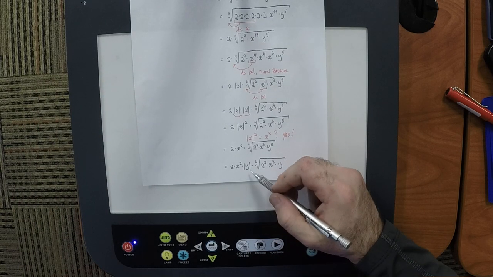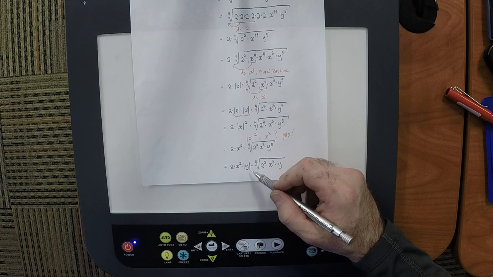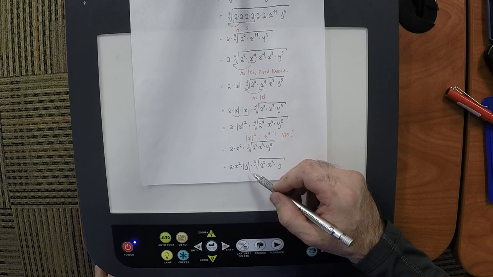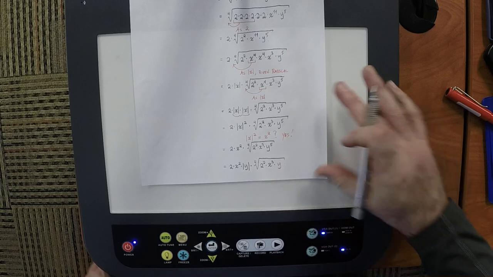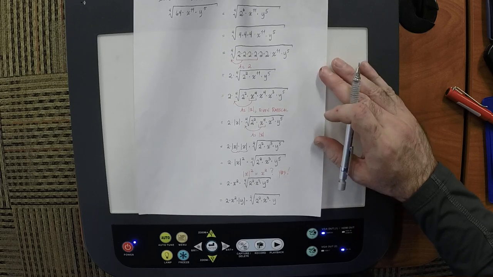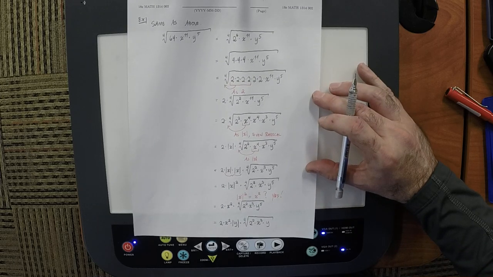Can we do something about the absolute values for these y's? No, we can't. Okay, it's just not happening. So this is the answer. Lovely, isn't it?